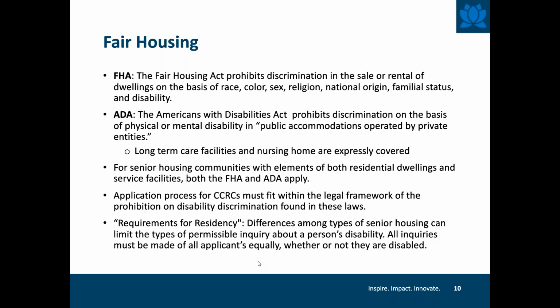Long-term care facilities and nursing homes are expressly covered. For senior housing communities with elements of both residential dwellings and service facilities, both the FHA and ADA apply. The application process for a CCRC must fit within the legal framework of the prohibition on disability discrimination found in these laws. These are requirements for residency. Differences among types of senior housing can limit the types of permissible inquiry about a person's disability. All inquiries must be made of all applicants equally, whether or not they're disabled.